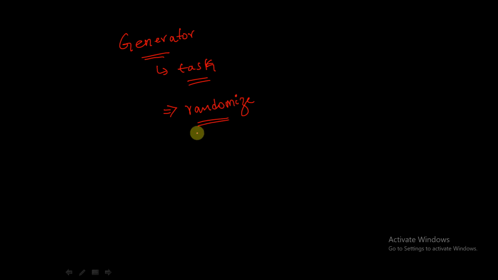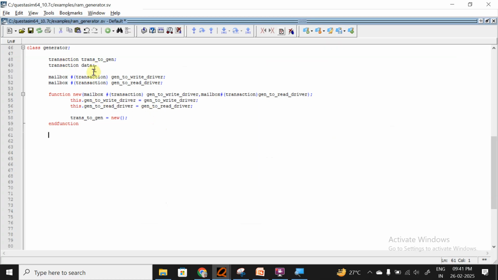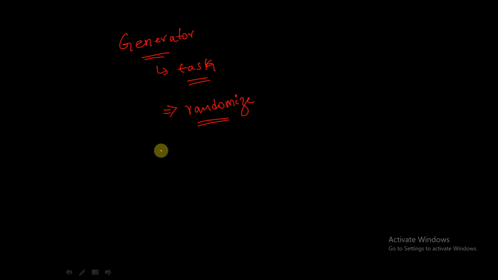Using the transaction class handle, which is nothing but trans2gen, we are going to call the method which is known as randomize. So the properties which are declared inside this transaction class will get randomized.